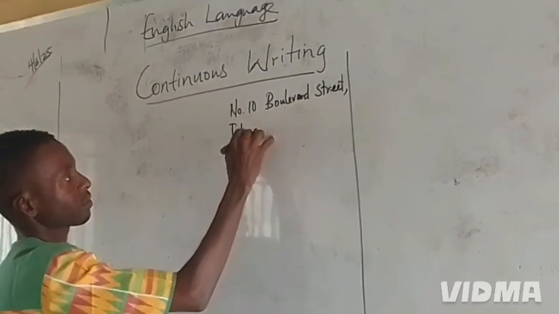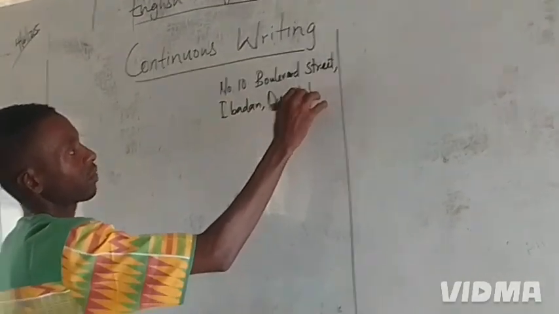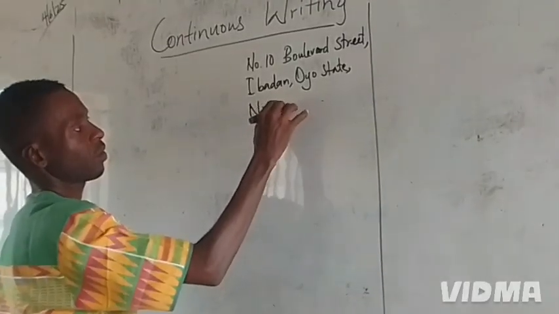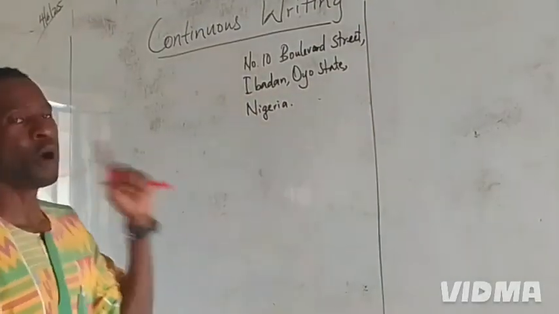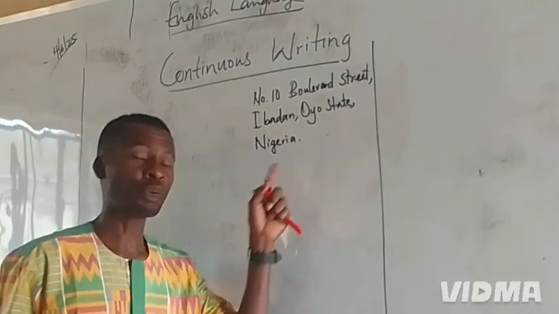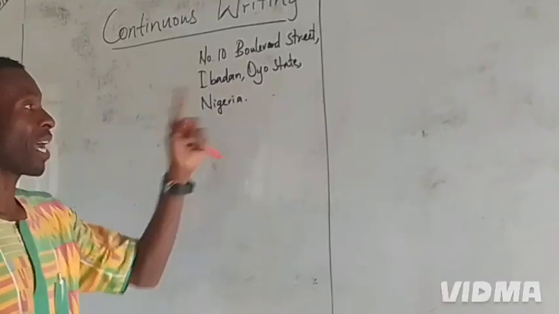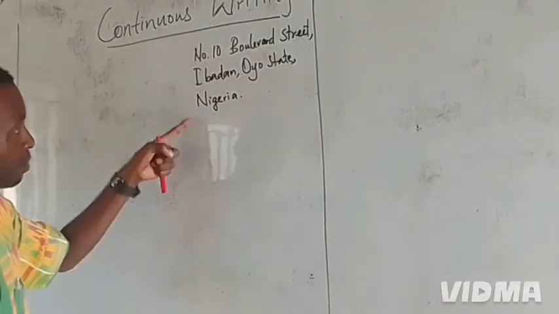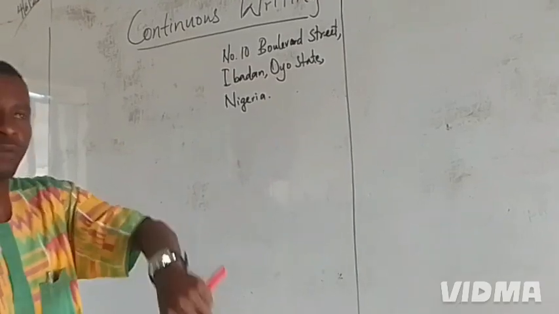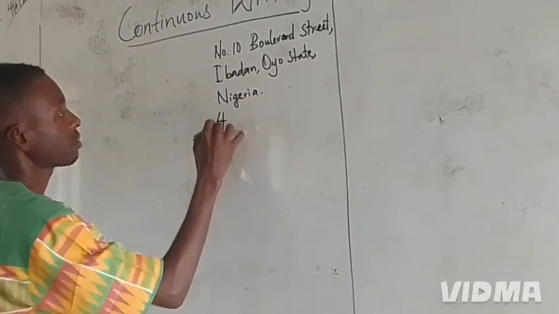Ibadan, Oyo State, comma, Nigeria. Full stop. The moment you finish writing an address, you do what? You put a full stop, or you call it a period. When you are writing your address, take note, it must be on a straight line, and then your date follows immediately. And then you put the date.